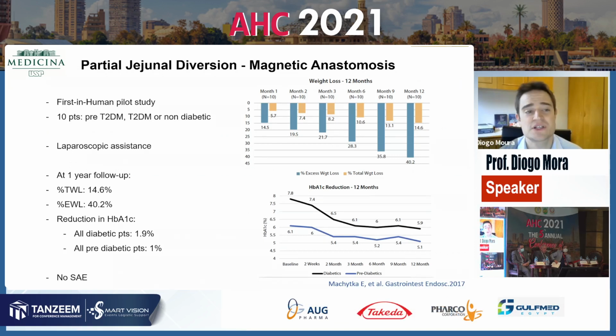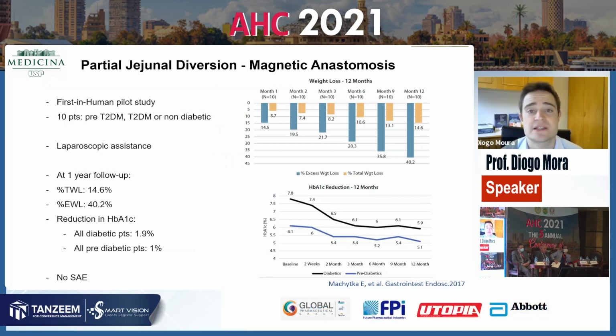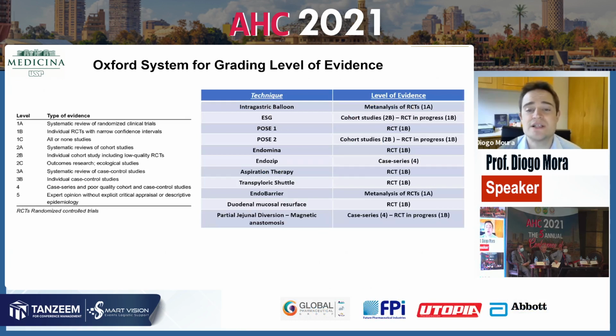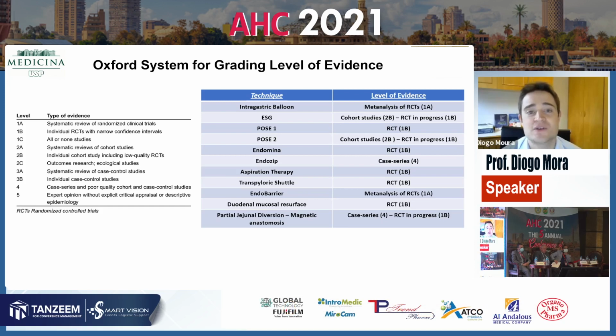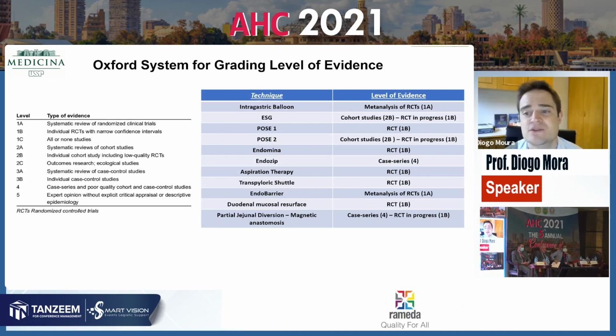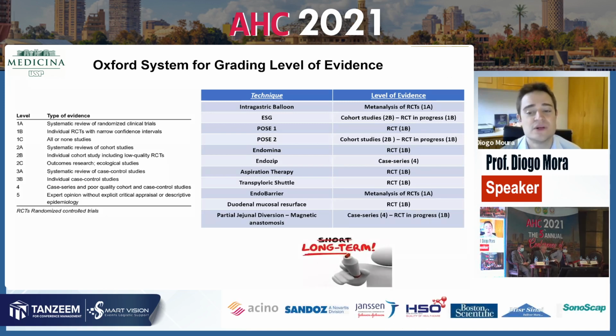The problem of this procedure is that it's quite hard to do by endoscopy alone, and laparoscopic assistance is required. So this is what we have now. And this is the Oxford system for grading the level of evidence of these procedures. So as you can see, we do have a lot of meta-analyses with randomized controlled trials. We do have randomized controlled trials. And so the data is good. So we need to trust these devices. We have data proving it. However, we do need to have long-term studies. All these studies have a short-term follow-up.